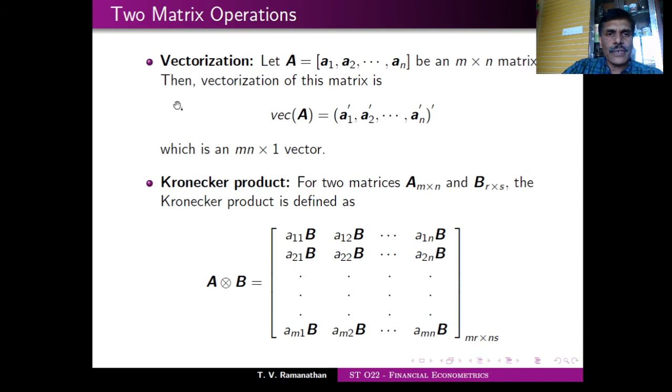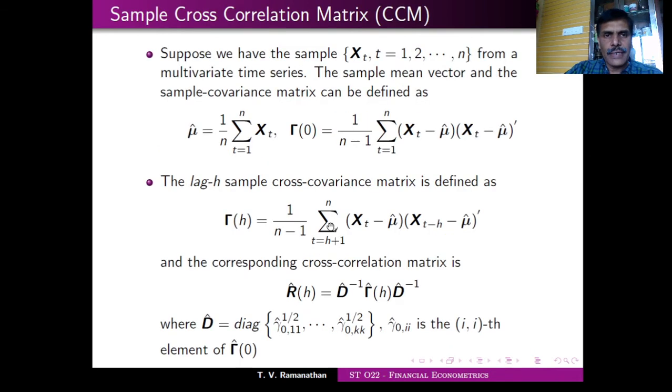So we want these two operations to be learned. Of course, there are quite a number of operations. You can see the properties of these in the appendix of your textbook on multivariate analysis, if you are interested in learning more on how the inverse works, how the transpose works, etc. We are not getting into that for the time being. So let's start defining the estimators.